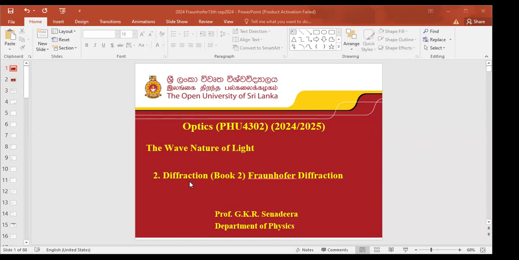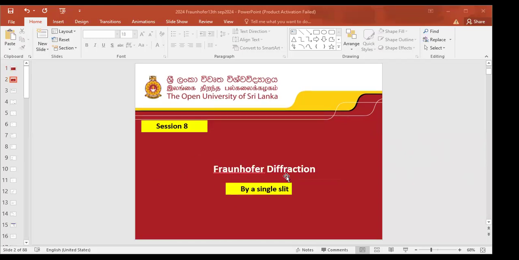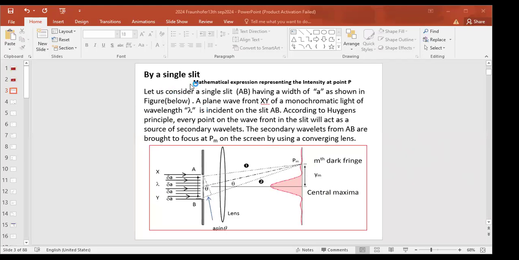Anyway, so I was talking about this Fraunhofer diffraction, and there we have to talk about the single slit diffraction, right? So again, because of the purpose of the recording, I will say that again. Now what we are going to study is, first, Fraunhofer diffraction by a single slit, and then we'll go to the double slit, right?